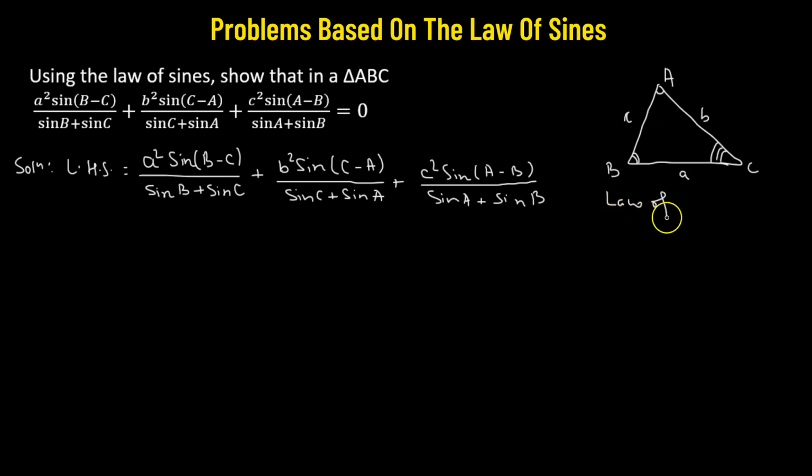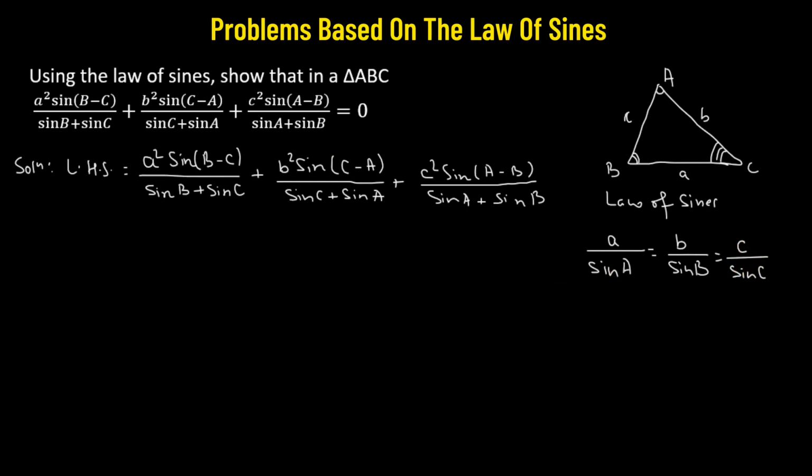Then the law of sines states that the ratio of the side a to the sine of the angle opposite to it, which is angle A, will be equal to the ratio of the side b to the sine of the angle opposite to it, which is B. Similarly, this will also be equal to the ratio of side c to the sine of its opposite angle, that's C.